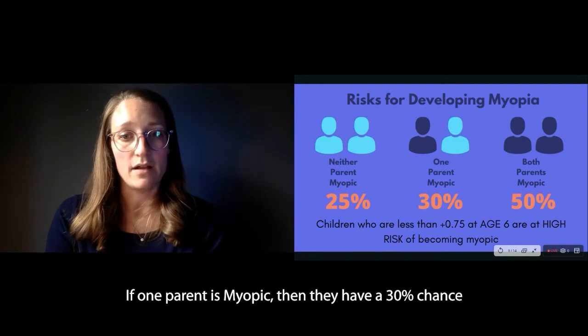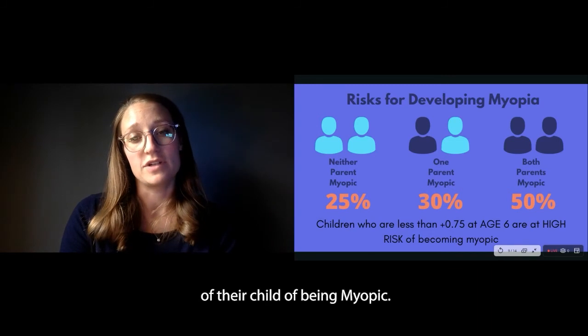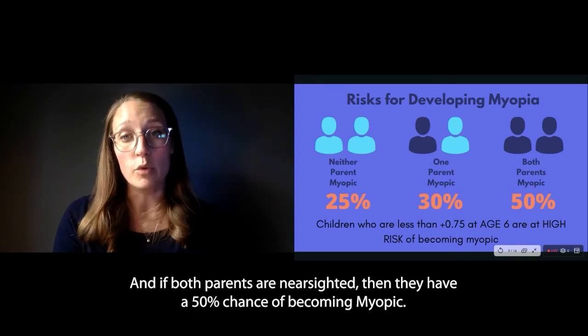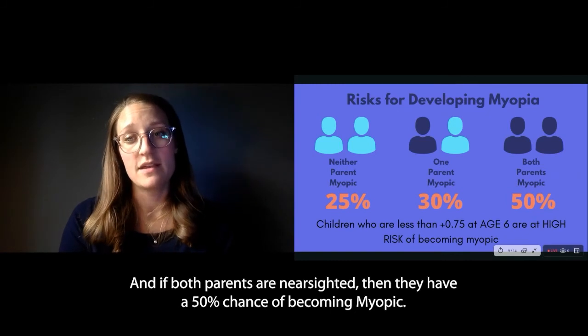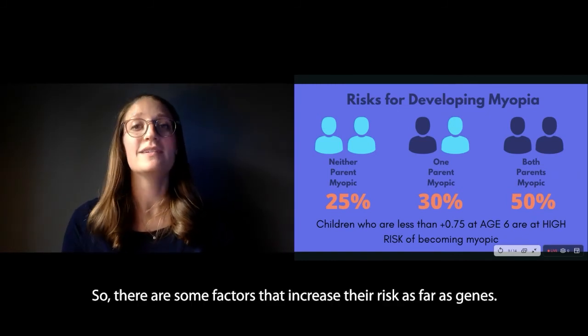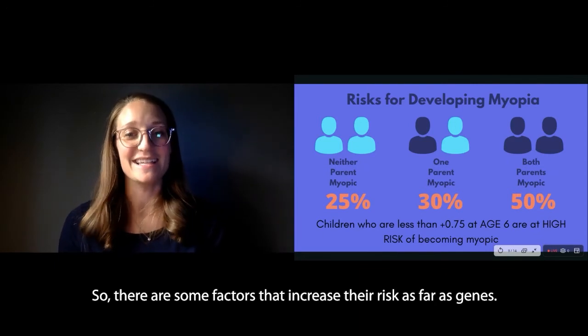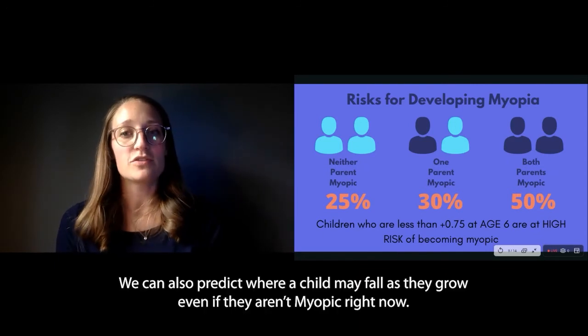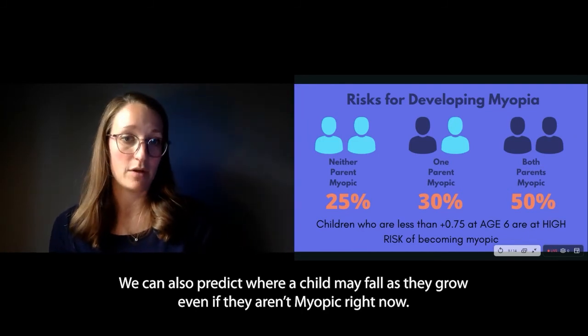If one parent is myopic, then they have a 30% chance of their child becoming myopic. And if both parents are nearsighted, then they have a 50% chance of becoming myopic. So there are some factors that increase their risk as far as genes. And we can also predict where a child might fall as they grow, even if they aren't myopic right now.